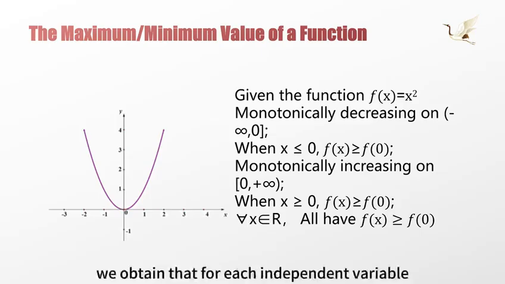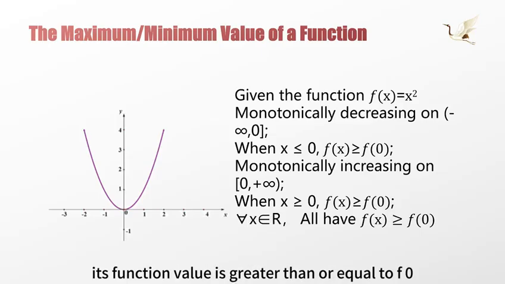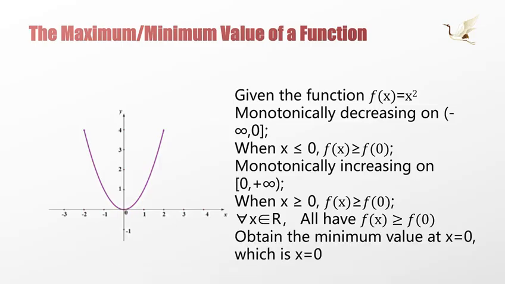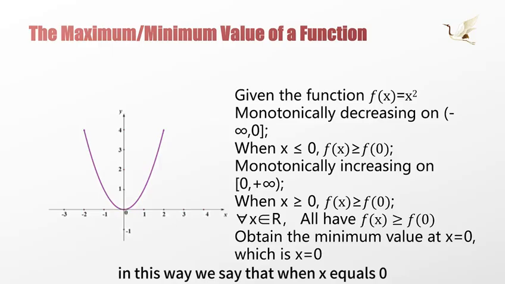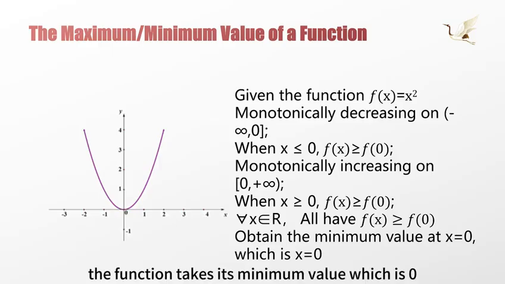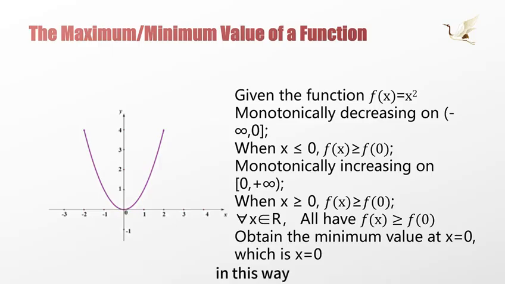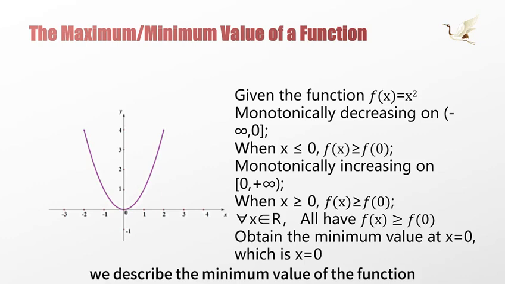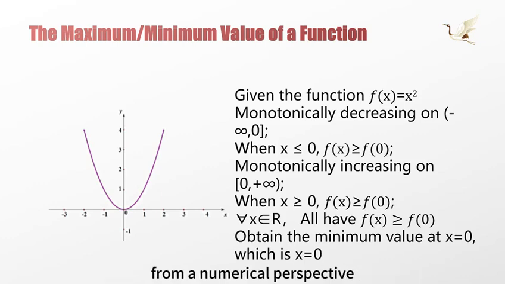In this way, we obtain that for each independent variable x in the domain, its function value is greater than or equal to f(0), which is 0. In this way, we say that when x equals 0, the function takes its minimum value, which is 0. In this way, we describe the minimum value of the function from a numerical perspective. Let's review our research process together.